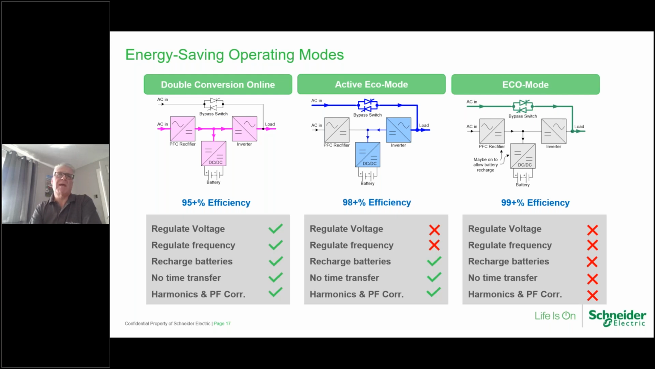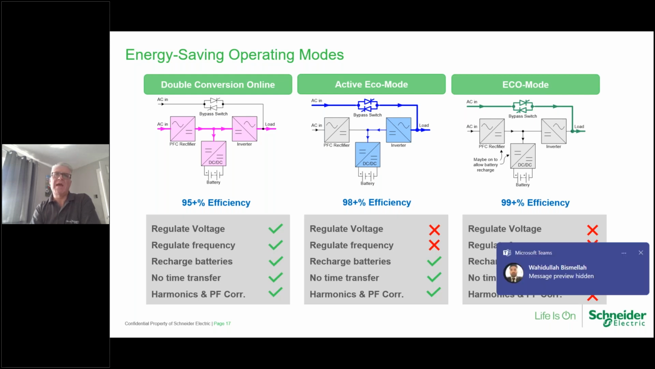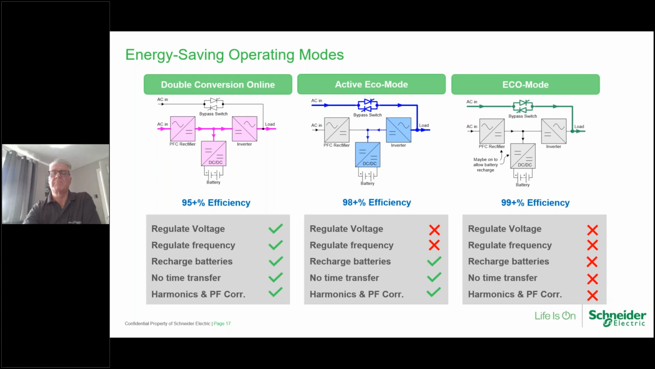Whilst we're not regulating voltage and frequency, this bypass line will always be looking to make sure that it is within tolerance. And if it's not within tolerance, it will switch straight away to battery with the inverter that's operational. So again, we have no transfer time. That is the difference between eco mode and active eco mode. The percentage difference is in fact that you're paying for class 1 operation.